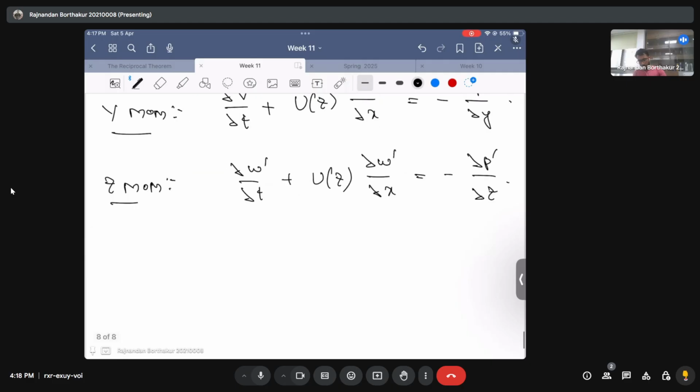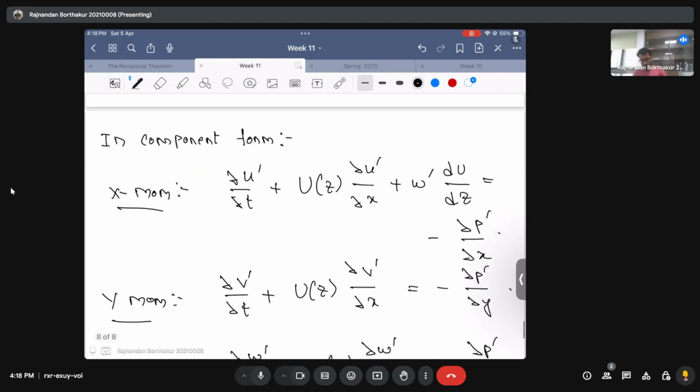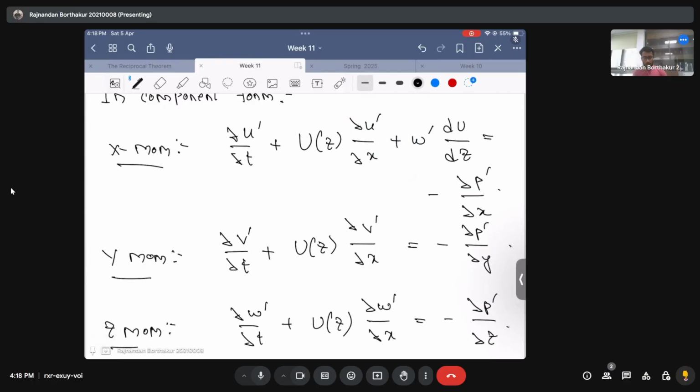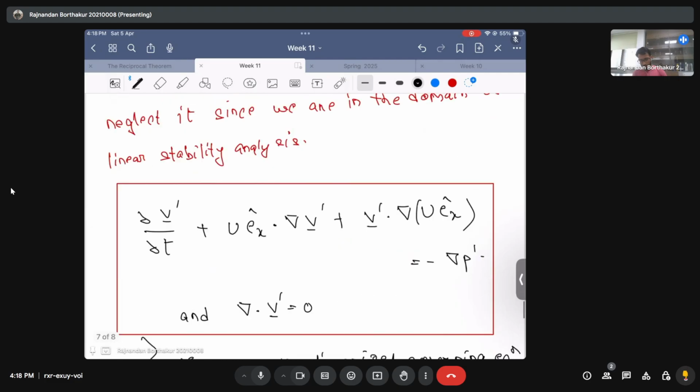And then also we have the continuity. Let's not forget the continuity. We have the continuity equation as del u prime by del x plus del v prime by del y plus del w prime by del z, and this is equal to 0. So these are the linearized equations that the perturbations satisfy in component form.